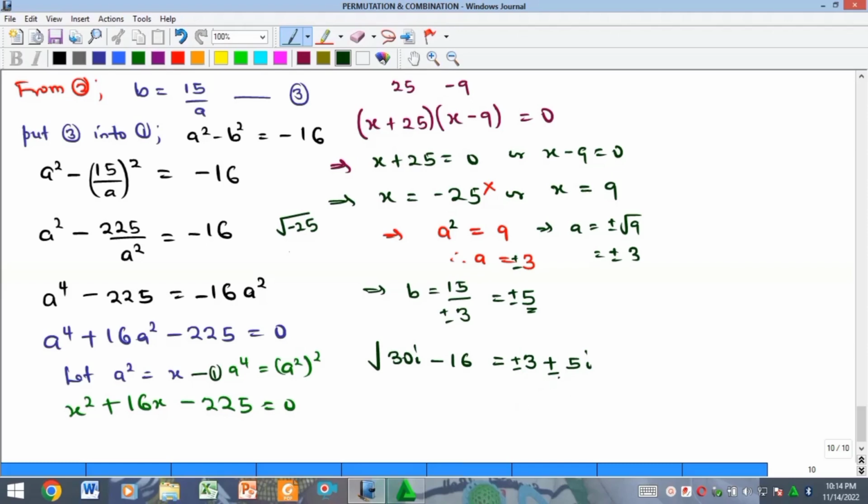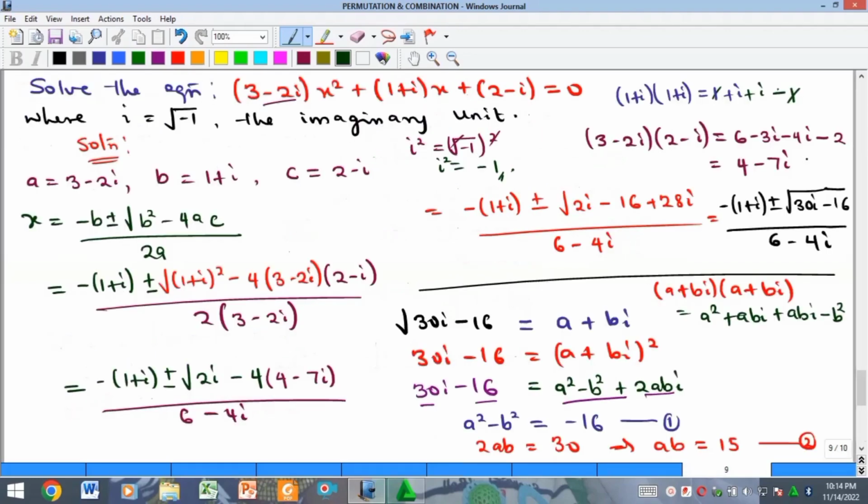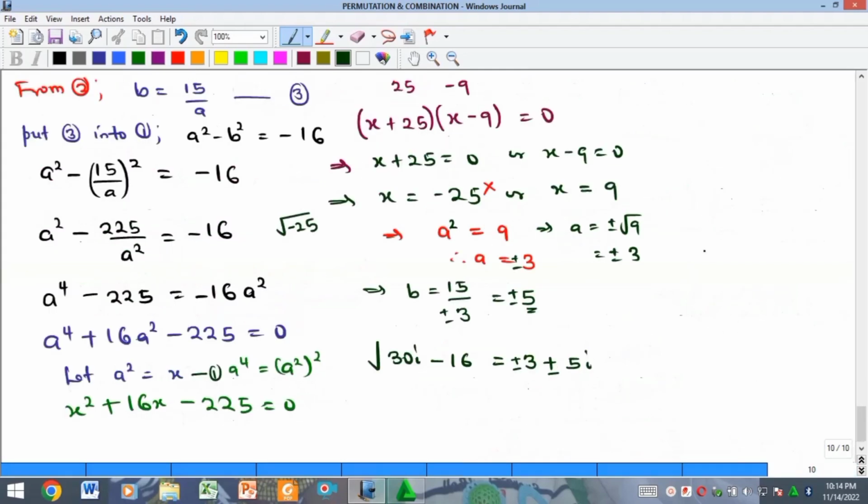So if we bring that now into that equation we left, by the way, that's from here. If we substitute what we have now gotten, our equation is now going to be minus 1 plus i, then plus or minus, let me open a bracket, plus or minus 3 plus or minus 5i, and that is all over 6 minus 4i.